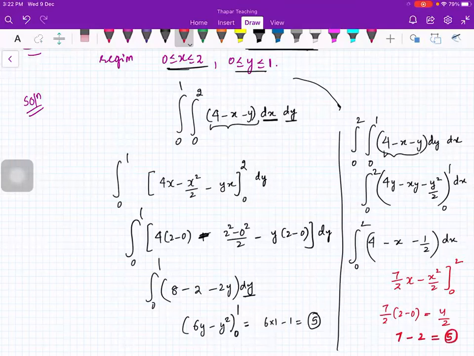So both ways you will get the same answer. Is that thing clear? Is this question clear to everybody? Yes. This is how you will integrate when your region of integration is a rectangle.